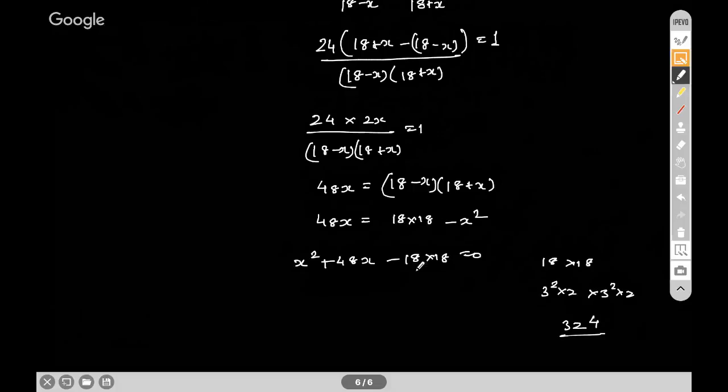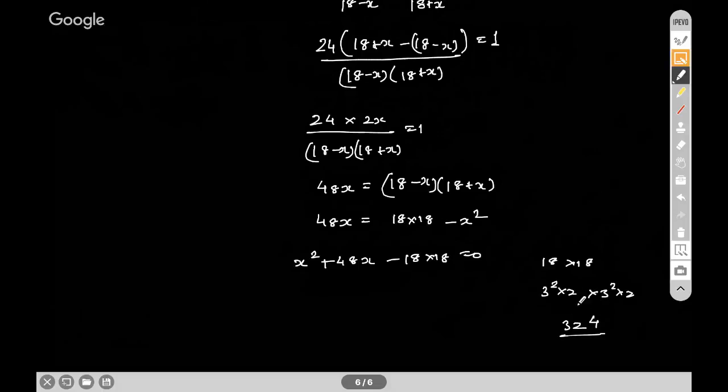Since it is a negative number, you have to break it in such a manner that 48 is the difference of two numbers whose product is 18 into 18. Let us try and see if we can get 48 here. Let's say 9 into 4. So 9 into 4 is 36. No, so how do we break it?